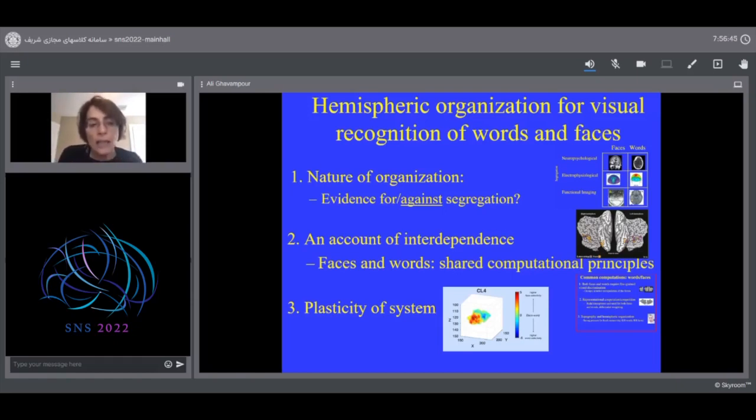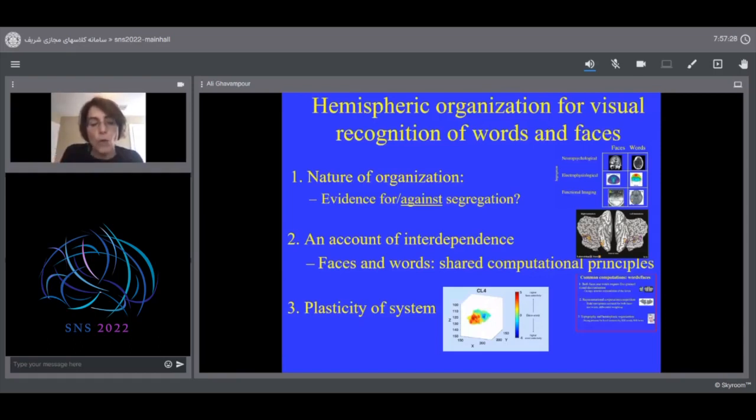And I went on to argue against the segregation by showing you data that not only do we see bilateral activation, but we do see some graded asymmetry with greater superiority for faces in the right hemisphere, but also word recognition in the right hemisphere, and graded asymmetry for words in the left hemisphere, but also some face recognition. I then tried to offer an account of interdependence in which face and word recognition emerge through competitive and cooperative interactivity and the pressure to be coupled to language regions in the left hemisphere.